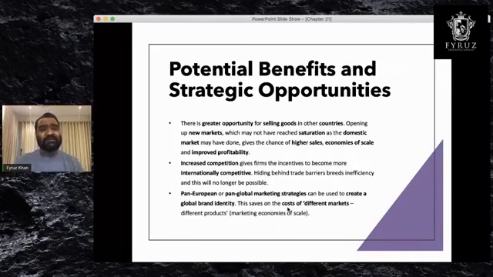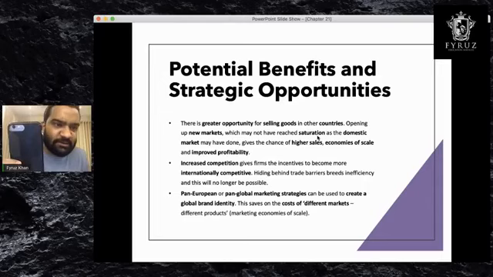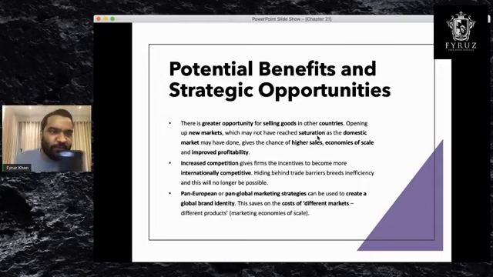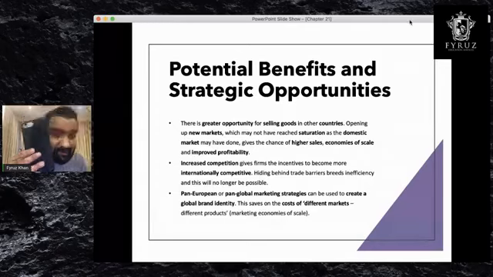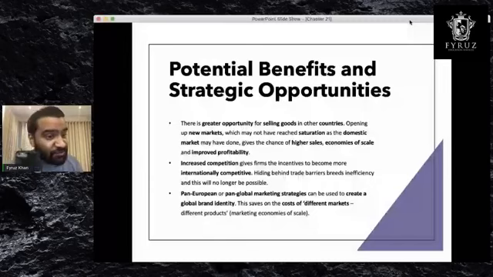So you may ask me, what is the potential benefit and strategic opportunities? Now, it's a great opportunity to go to a different market and sell your product. For example, let's say you've been selling this phone in this market for 10 years. Let's say the market is saturated. You've been selling this phone for 10 years now, and people are tired of this phone. Everyone has this phone. So you can decide to go to countries like India, China, Bangladesh, because these are emerging economies. These are developing economies.